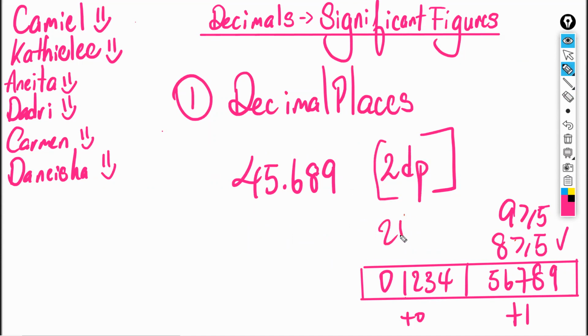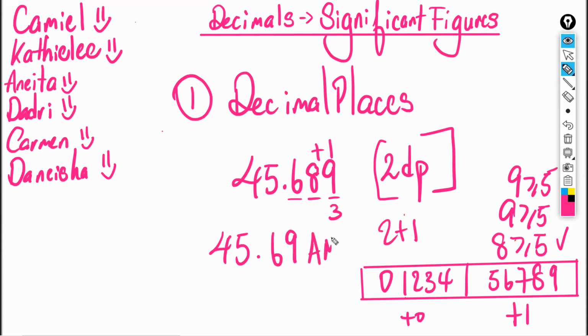Then I'll look at the 2 plus 1 place, which is the third place. 9 is greater than 5, guys. So I'd add a 1 to the number in front of it. My answer would be 45.69, right? This would be my answer. Make sense, guys? So everybody should be understanding this now.